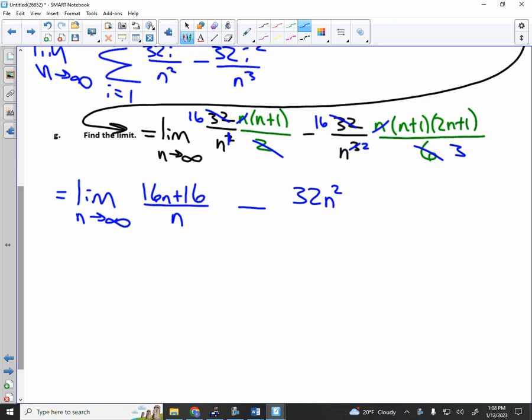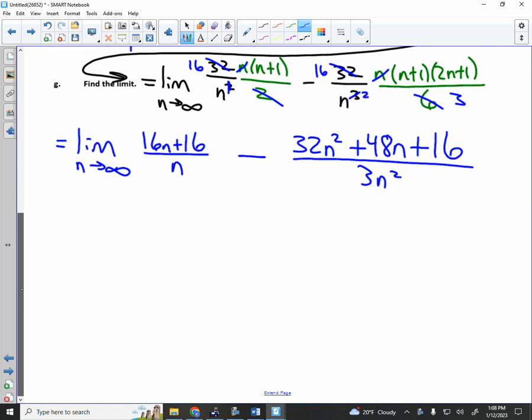And then we'll have 2n times 1 and n times 1, which will make 3n. And 3n times 16 is 48n. And then we have 1 times 1 is 1, times 16 will be 16. And then what goes in the bottom? 3n squared. So notice I didn't distribute the subtraction sign. I'm just going to do this and then subtract that from it. Okay. So we're almost there.